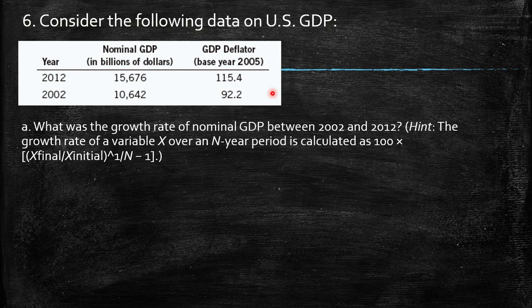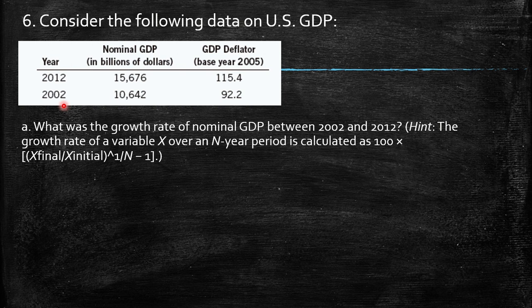So the first question says, what was the growth rate of nominal GDP between 2002 and 2012? Hint: the growth rate of a variable x over an n-year period is calculated with this formula. Why is it different from what we calculated before? Because, as you can see here, we are not moving from one year to the next year. It means not 2002 and 2003. We're moving from 2002 to 2012.